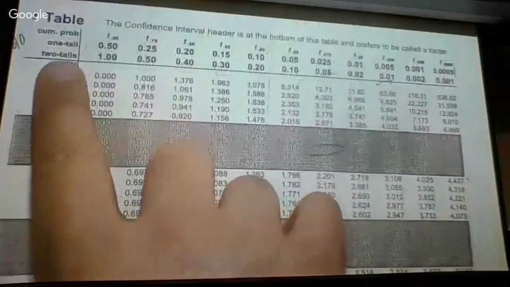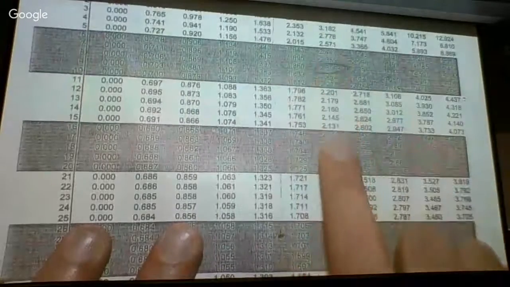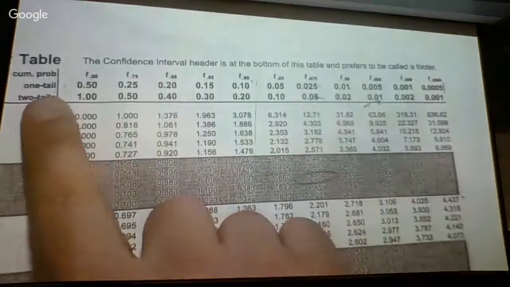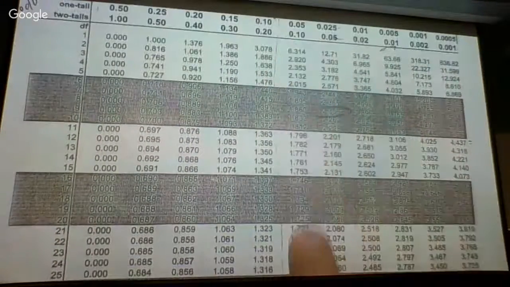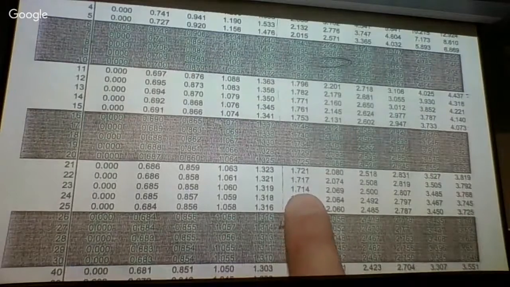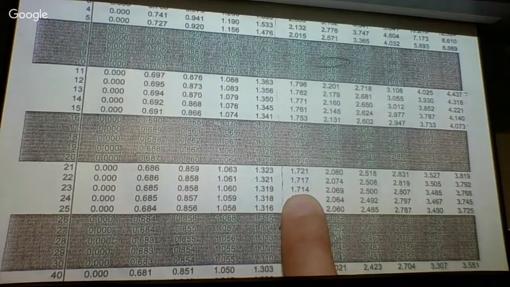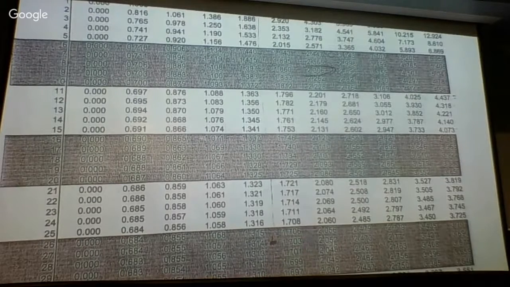Two tails, 0.05, 23. One tail, 0.05, 23. Do you like that number? I like that number. 1.714. That's our critical value. Survey says yes. Sorry, it's hard for me to find that one I was looking for. 1.714. That's good.